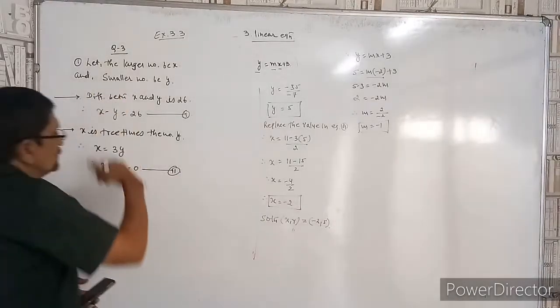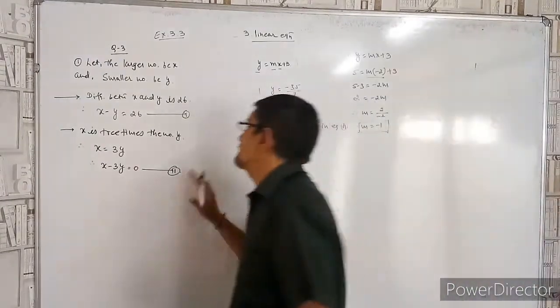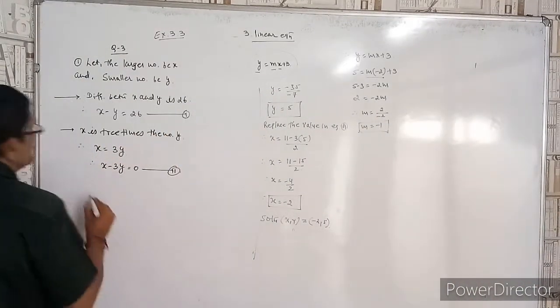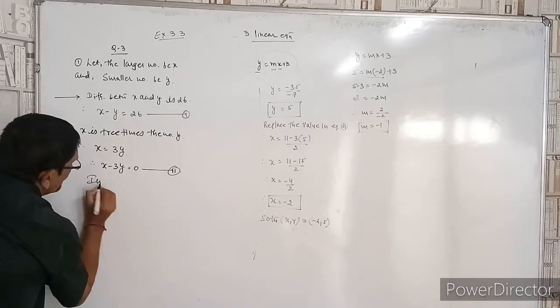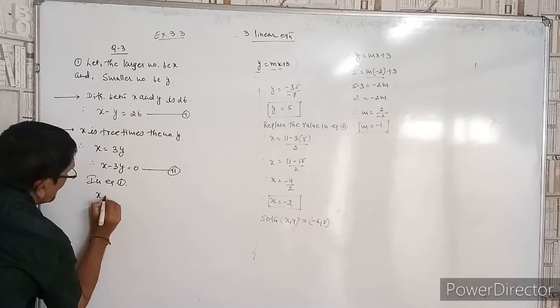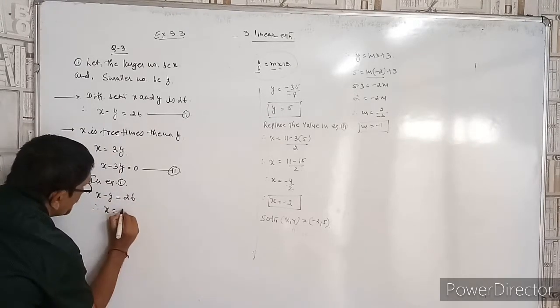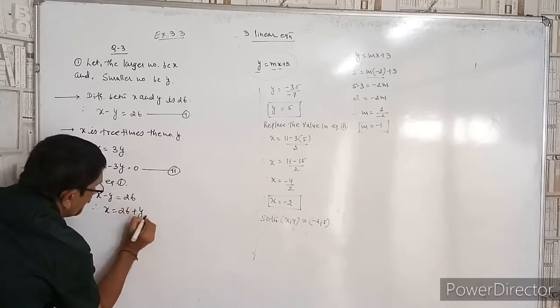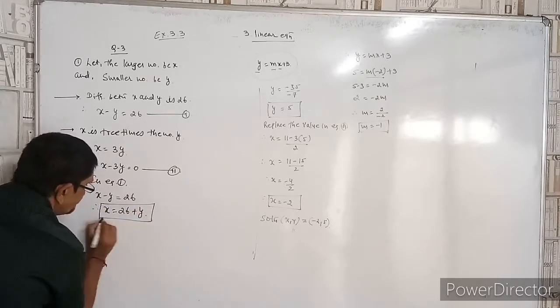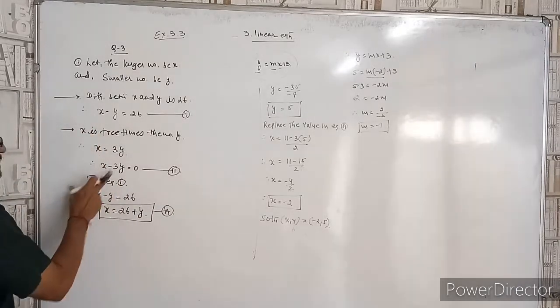Now you have to solve these equations by any method. At present we use the substitution method. So in equation 1, x minus y is equal to 26. Therefore x is equal to 26 plus y. This is your equation A. Replace this value in equation 2.